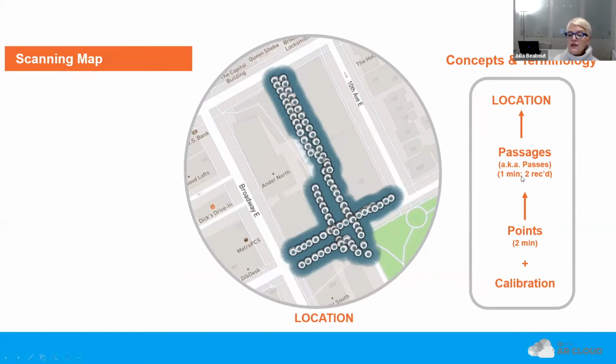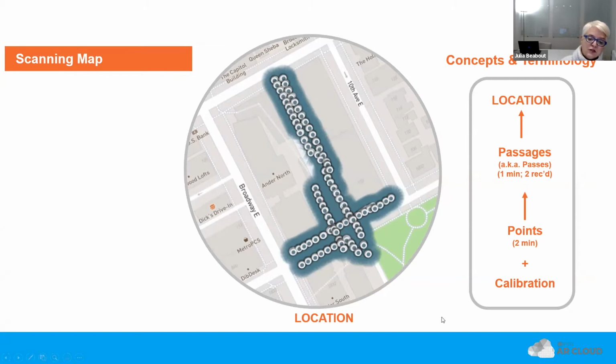And then there's multiple passages. The thing to keep in mind with passages is that these are really for you, the user, to organize your scanning and content. There's a minimum of 1 pass per location that needs to be taken. A passage is really a collection of points. You need a minimum of 2 points to create a passage and ultimately create a location, but generally you're going to need to create a lot more than that.